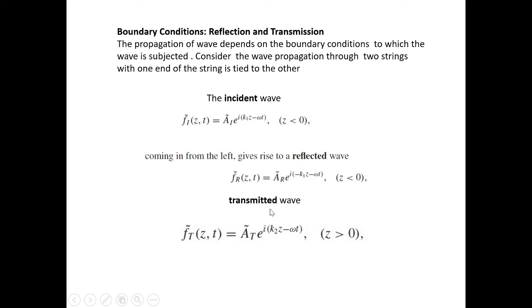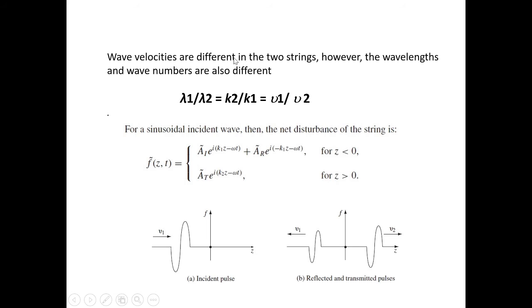Then after the boundary there is also a transmitted wave: f complex t(z,t) equals a_t e raised to i(k2 z minus omega t), because here it is k2, the second string. We are considering the second string, where z is greater than 0. The wave velocities are different in the two strings, so the wavelength and wave number are also different: lambda1 divided by lambda2, k2 divided by k1 equals v1 divided by v2.